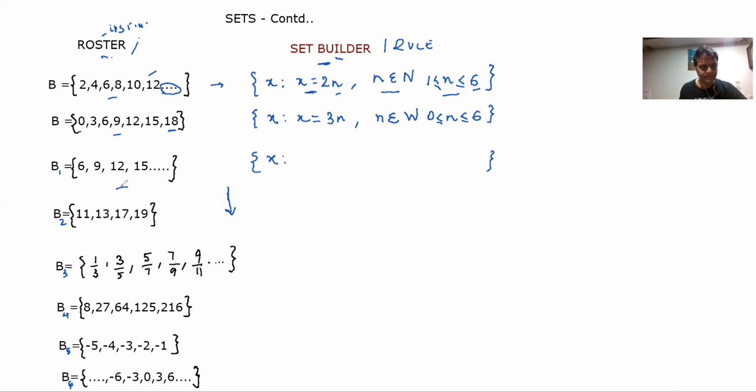Third one. Now, this is again a very similar series. What I'm missing is 3 and 0, right? So how am I going to write? x is equal to 3n plus 3.